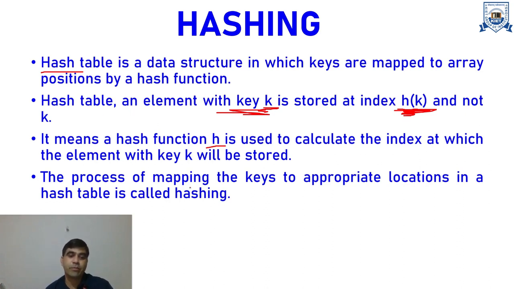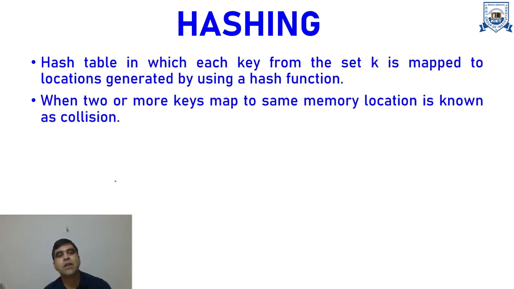So this process of mapping the key values to the appropriate location in the hash table, this complete process is called hashing. So this is hashing. Hashing is the process of mapping the keys from a set to the appropriate location in a hash table with the help of a hash function. This is called hashing.